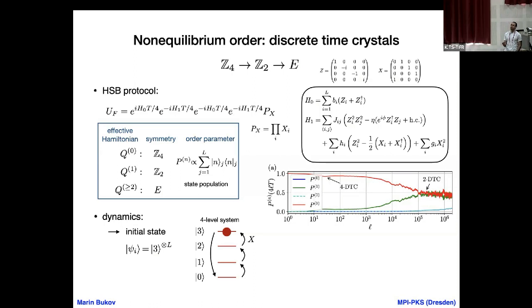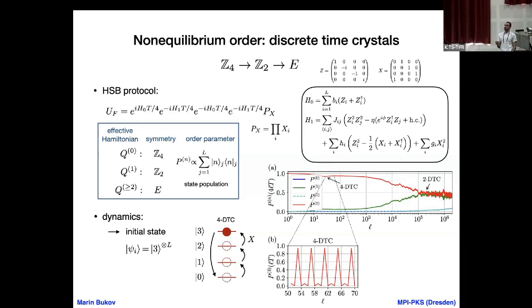Instead, what you see in the population of level number 3 is a long-lived plateau followed by another long-lived plateau. And then, again, we hit the limits of our simulation, but eventually you can see how it decays further to an infinite temperature state. Now, if you zoom in within this first plateau, what you find are typical 4-fold oscillations of the population, exactly as you would expect for a 4-DTC.